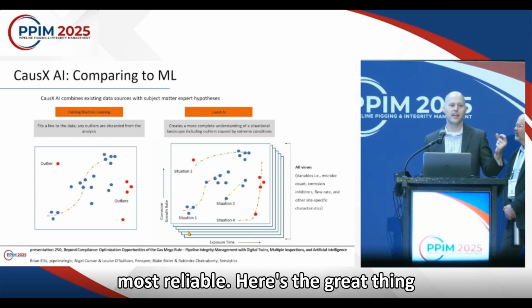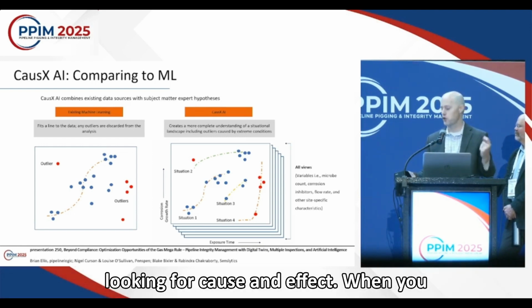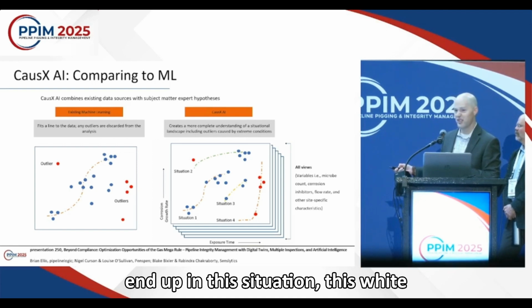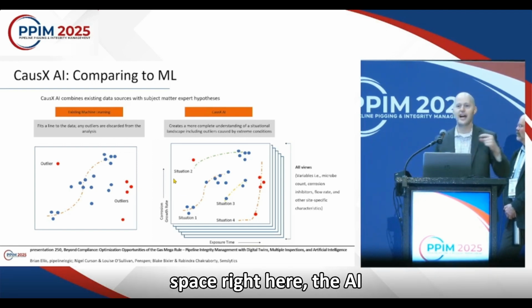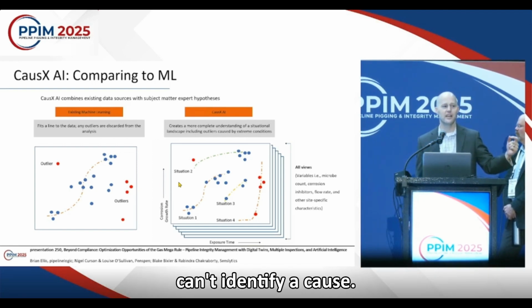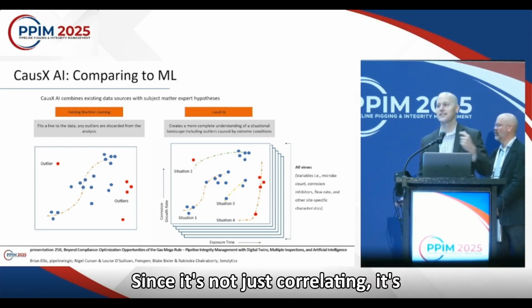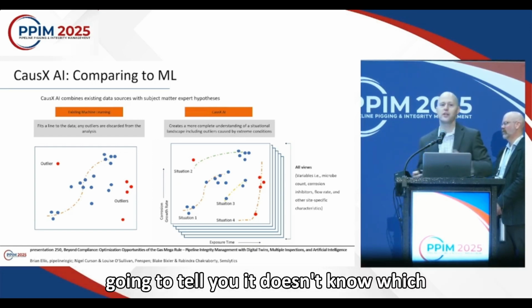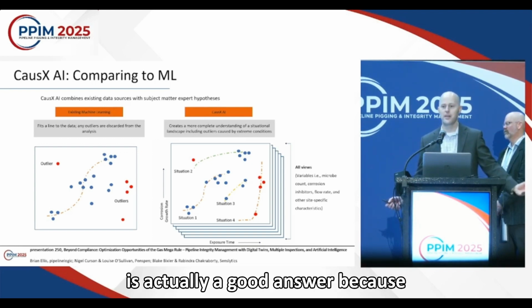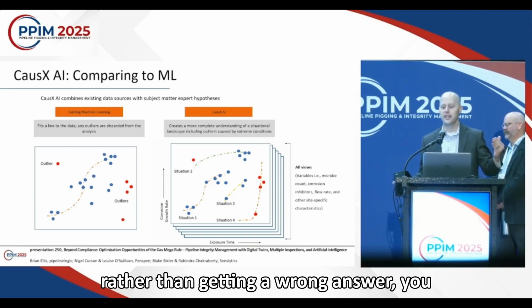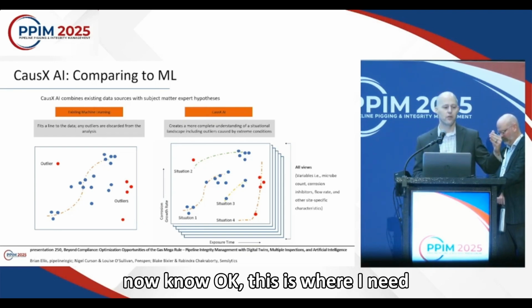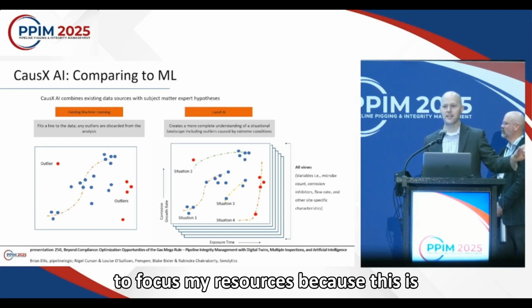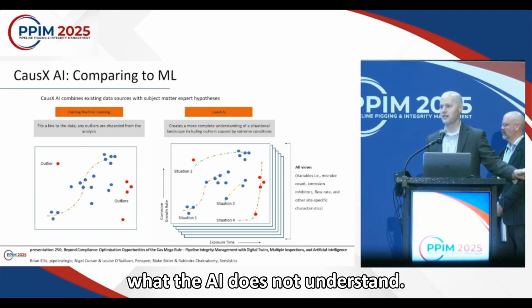And here's the great thing about using causal AI, because you're looking for cause and effect. When you end up in this situation, this white space right here, the AI can't identify a cause. Since it's not just correlating, it's going to tell you it doesn't know, which is actually a good answer. Because rather than getting a wrong answer, you now know, okay, this is where I need to focus my resources, because this is what the AI does not understand.